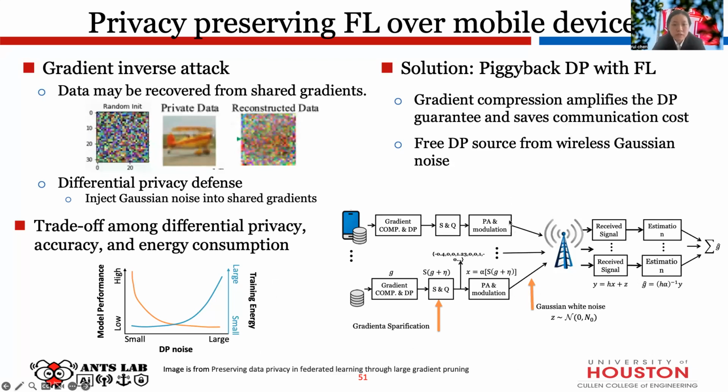And since in federated learning the user will use the wireless network to do the model updates, the white Gaussian noise in the wireless channel can also serve as a free DP source to further reduce the injected noise and recover the model performance. And this is the future work.